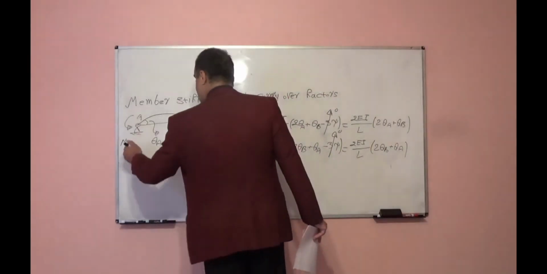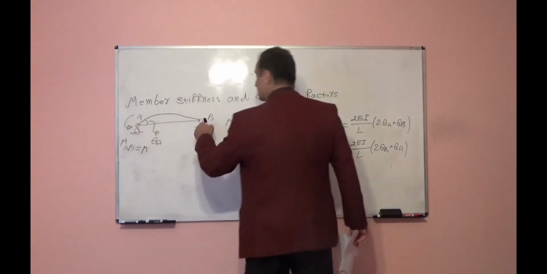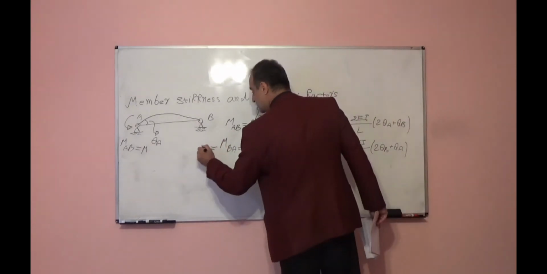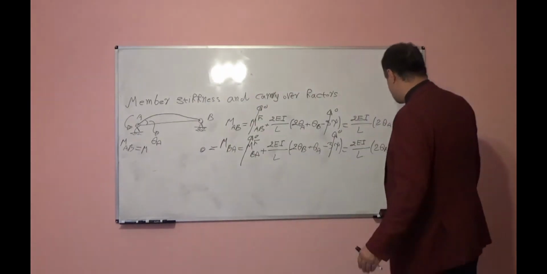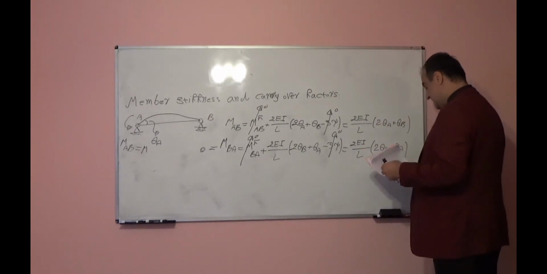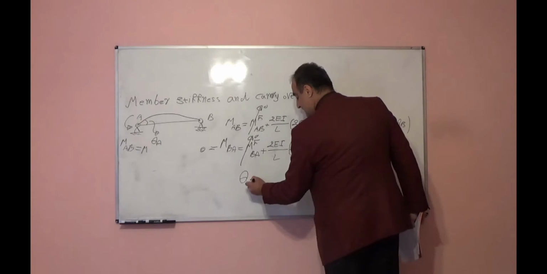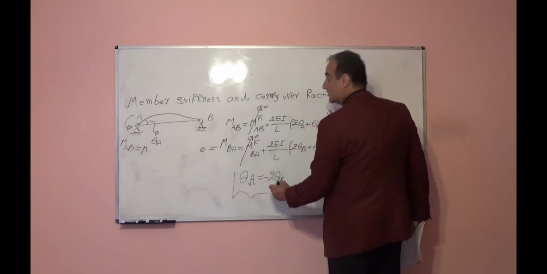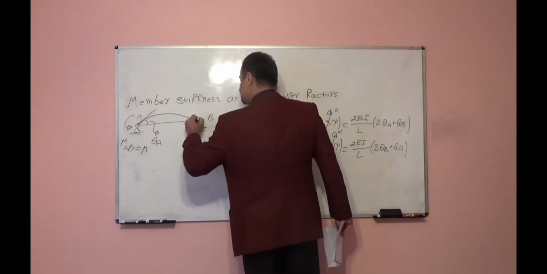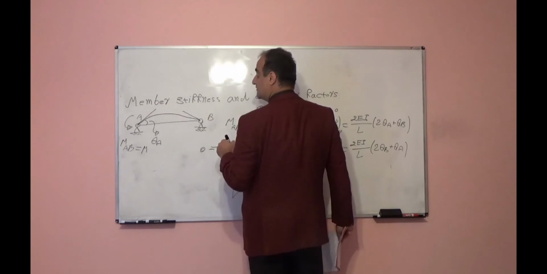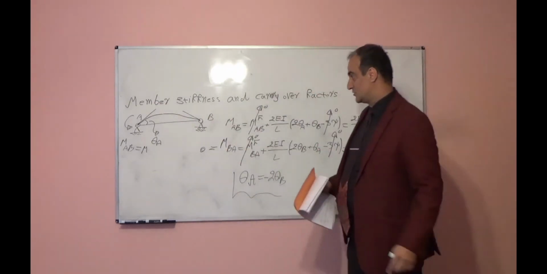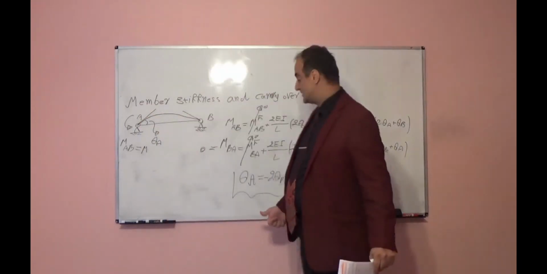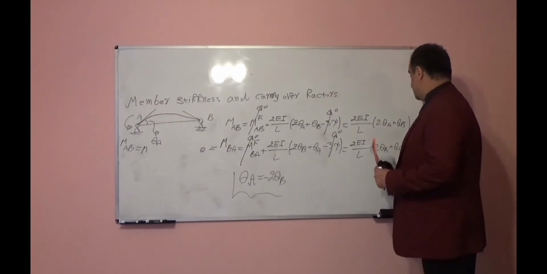If I apply moment MAB equals M here, the moment here is 0. MBA will be equal to 0 because this is a hinge. If I set this equal to 0, I will end up with theta A equal to negative 2 theta B. So the rotation here is 2 times the rotation at point B, and it will be in the inverse direction. You see this rotation is counterclockwise, this is clockwise, so one of them is positive, another negative.